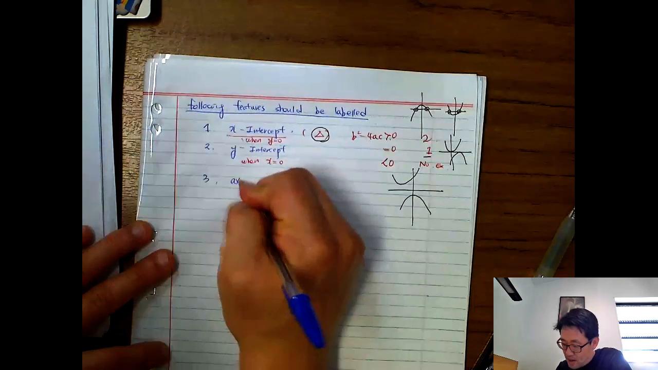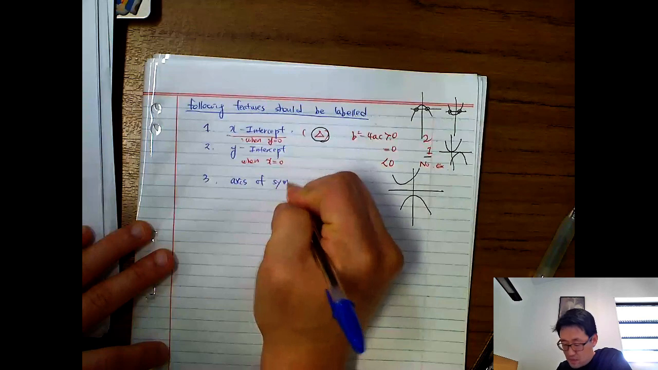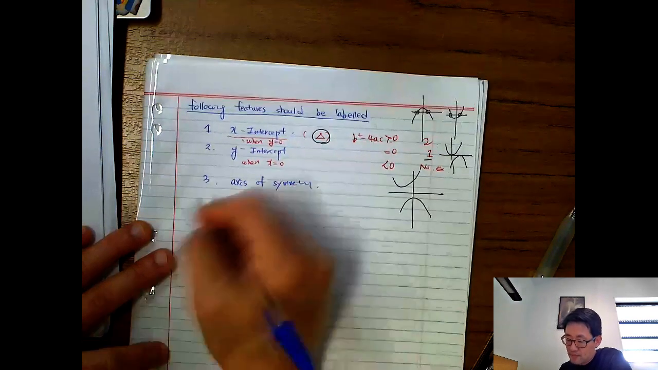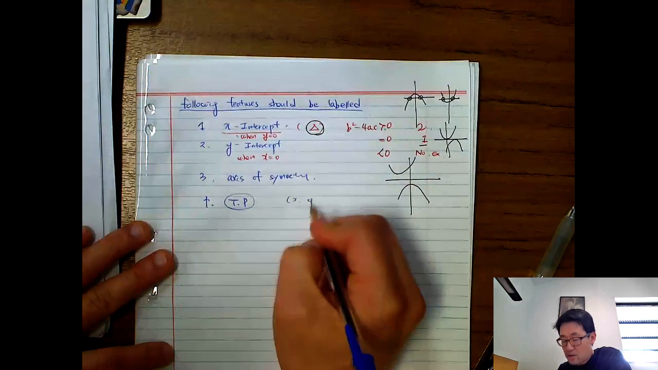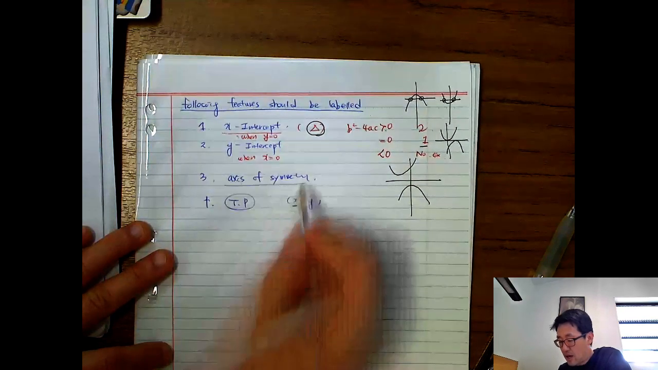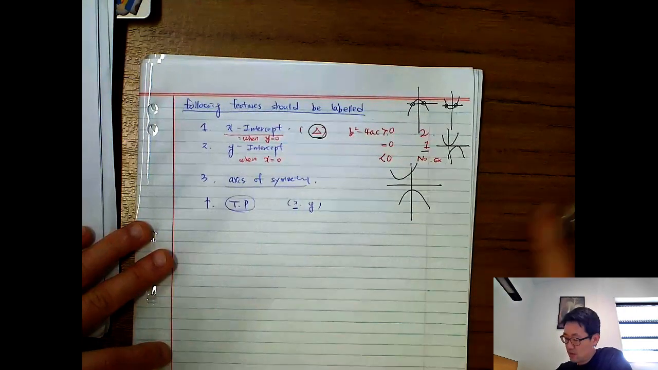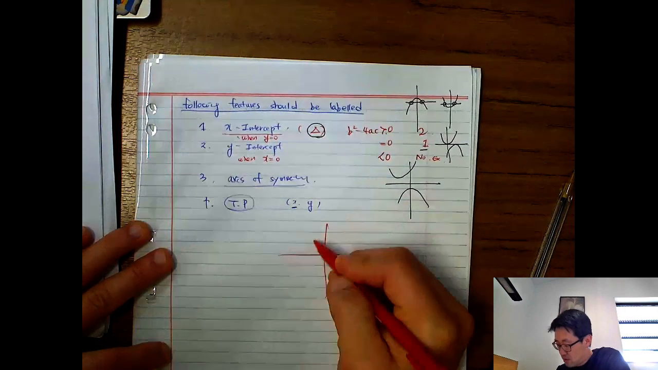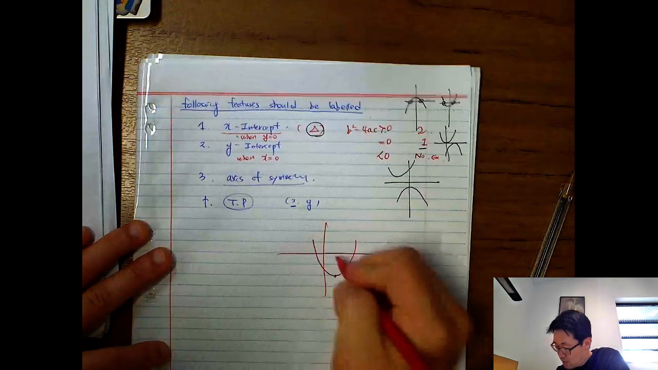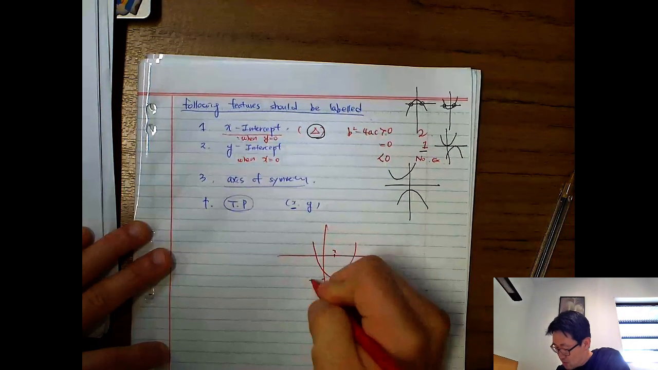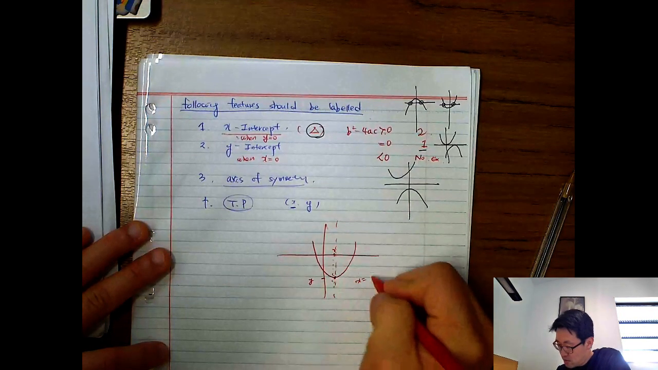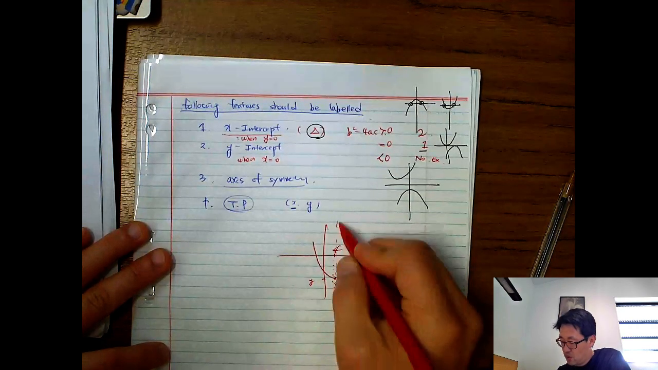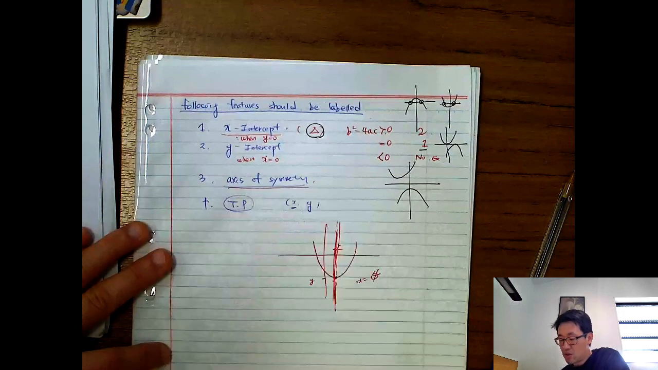3. Axis of symmetry for turning points. Okay, I mean when we get the turning points x and y, obviously that x is the axis of symmetry, isn't it? Yeah. So for example, I'll draw that turning point. That's the turning point. X, y, isn't it? Yep. So that will be x equals something. Let's say this is 4, then that is the axis of symmetry, isn't it?